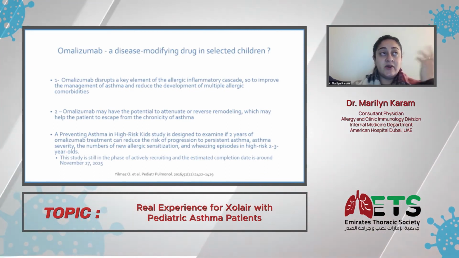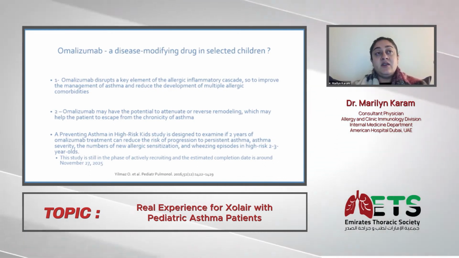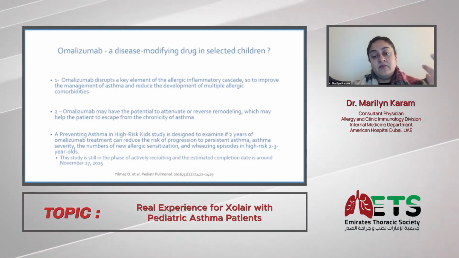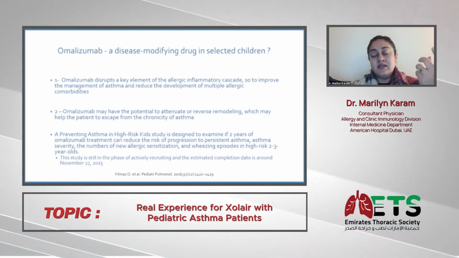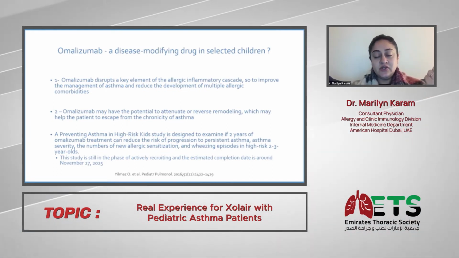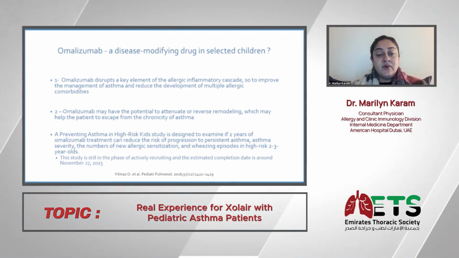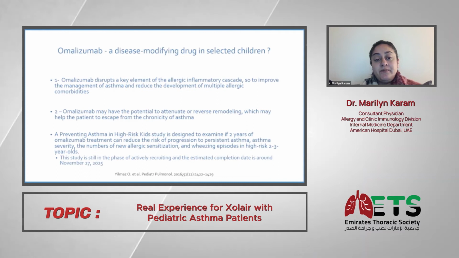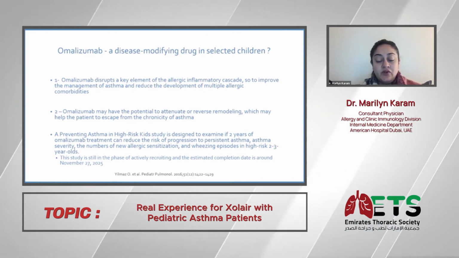So when we talk about uncontrolled asthma, we want to prevent the long-term fibrosis, I call it, that happens in the lung, or remodeling is the better term to describe it. So using omalizumab has been linked to attenuating and reversing that remodeling that we want to avoid.